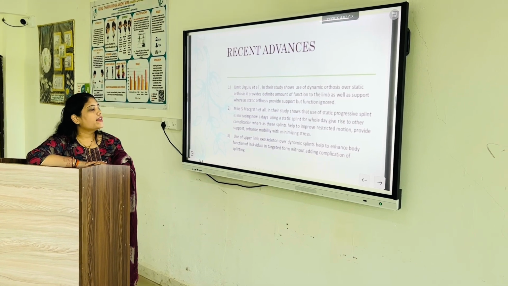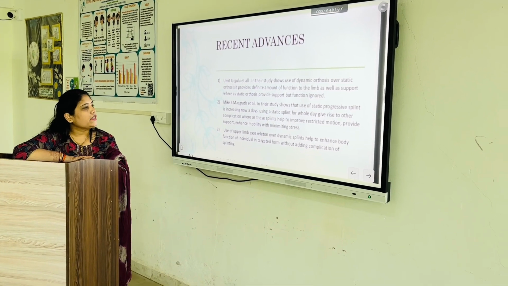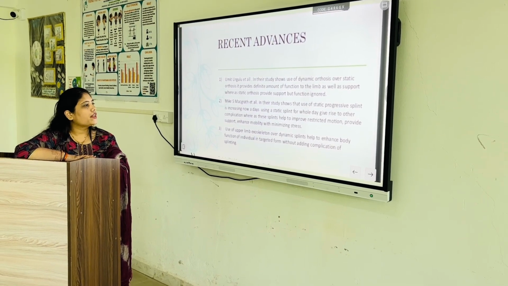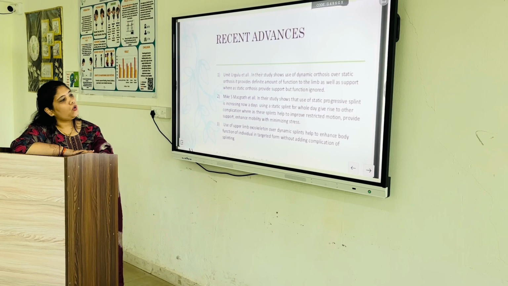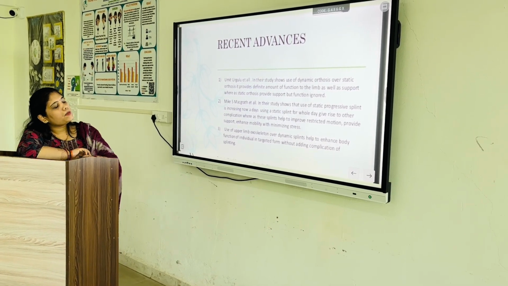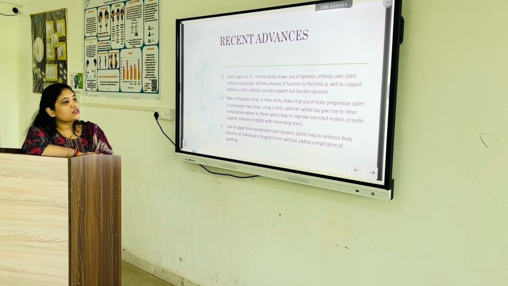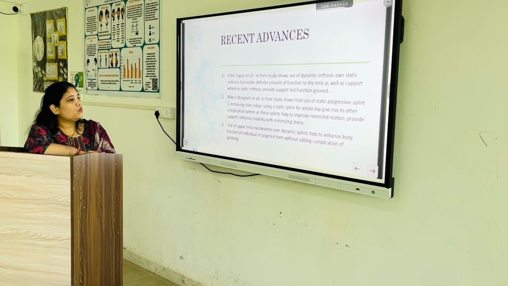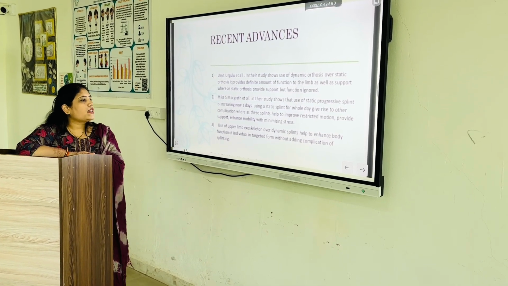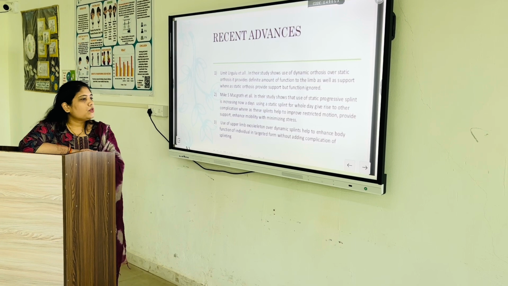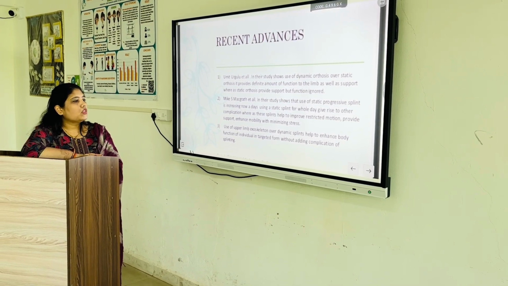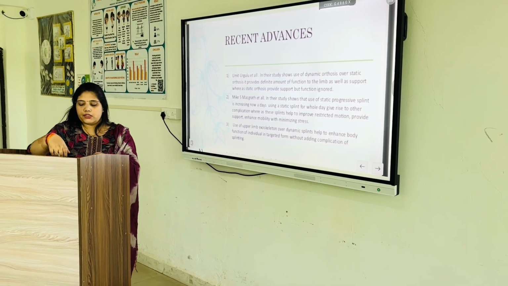function is ignored. Second one is McGrath et al. This study shows that use of a static progressive splint is increasing; nowadays using a static splint for the whole day gives rise to other complications, whereas these splints help to improve restricted motion, promote support, enhance mobility with minimizing stress. Third one is use of upper limb exoskeleton over dynamic splint, which helps to enhance body function of the individual in targeted form without the complications of splinting.